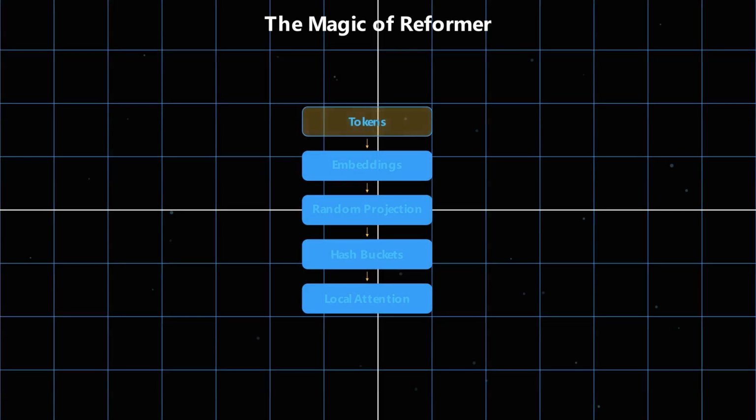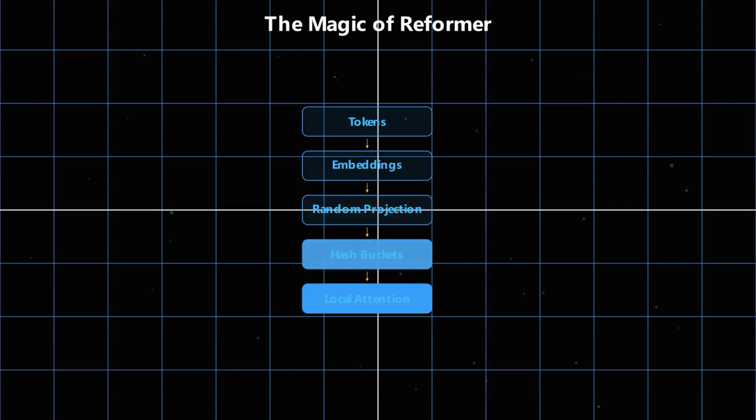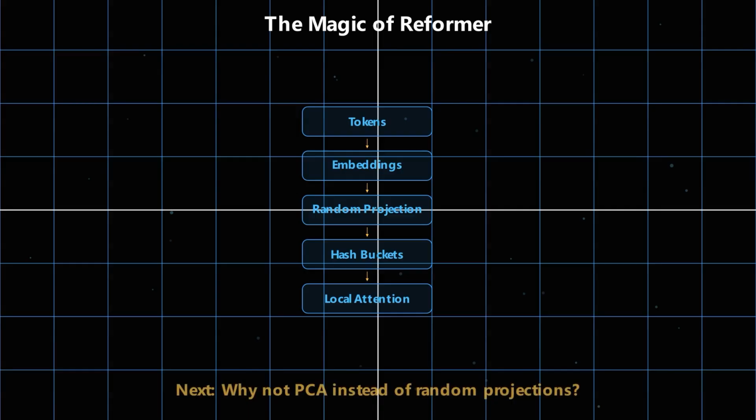But this raises another fascinating question. Why use random projections at all? Haven't we already learned an algorithm that automatically discovers the most important directions in data? In the next section, we'll see how principal component analysis, or PCA, naturally enters the picture.